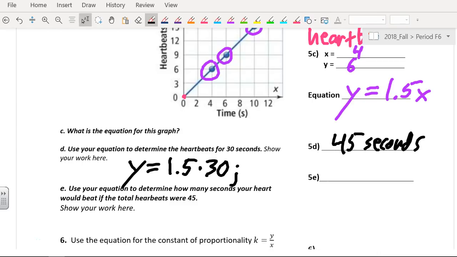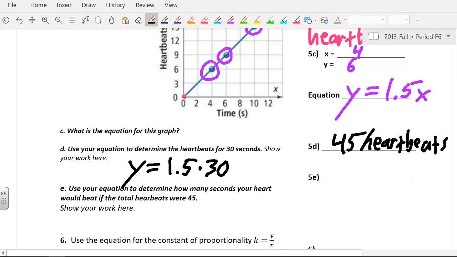Oh, I'm sorry. Heartbeats. Mr. Pass. Sorry. Okay, heartbeats. And then we would go to the next line, but there's no room for a next line because my marker writing's really big. So y equals 45. Okay.